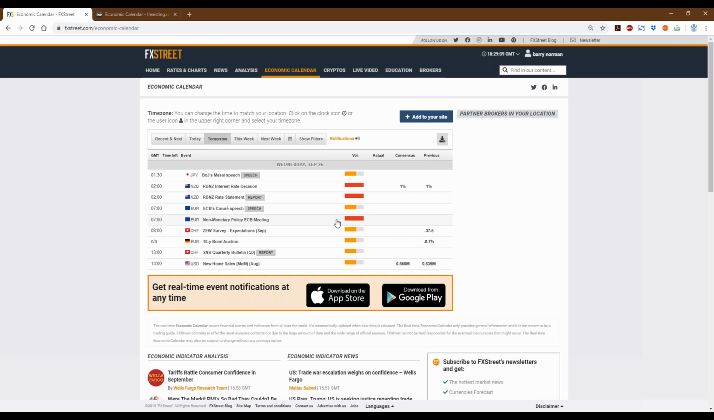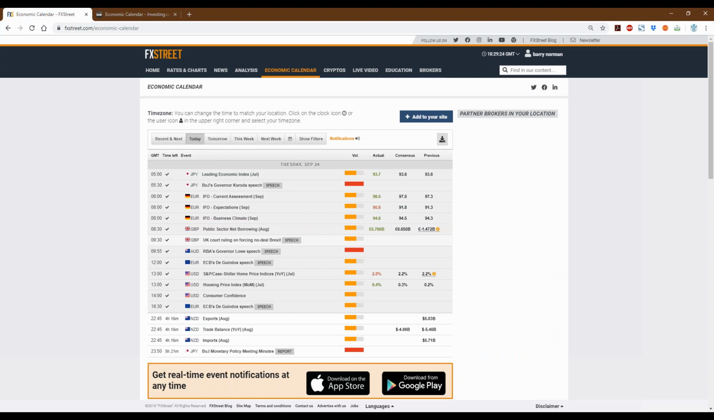So now we have our previous and our consensus. When the event takes place, let's go over to some events that already have happened today. And let's look at right now, the UK.